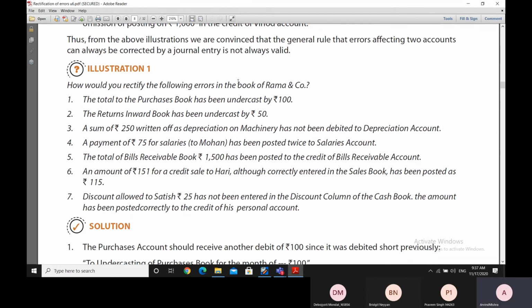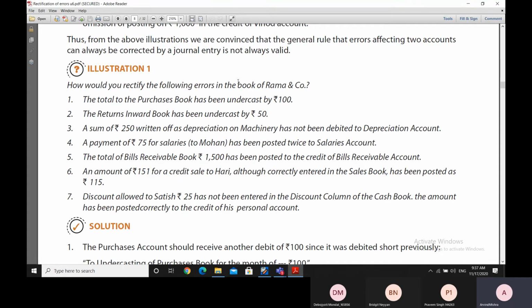Now we come to an illustration. That is illustration 1. We will do a few of these illustrations to start with in this webinar.